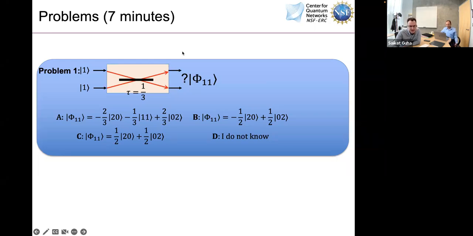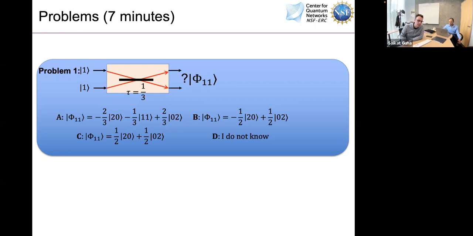The answer is A. First of all, you can do a straight-up calculation to find it. The other way is to know, or to observe, or to believe me when I say that you have the Hong-Ou-Mandel effect only if your beam splitter is balanced. Here it is not. So B and C look more like Hong-Ou-Mandel type answers, while A is the only logical one.